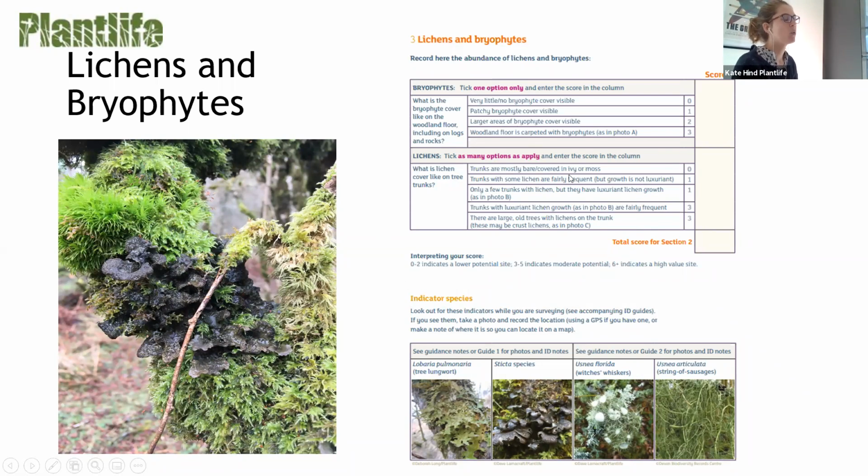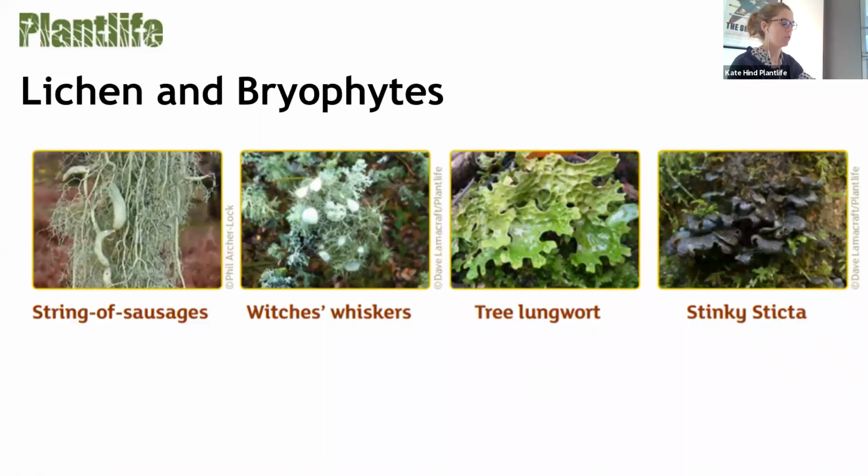Now, while you're walking through the wood, we also would like you to keep an eye out for these 4 species as well. So we've chosen 4 indicator species, and these have been chosen because they indicate that it's potentially very good woodland, but they're also quite easy to identify as well. So we've chosen big species that you'll be able to see and hopefully not confuse with anything else. So I've got some better pictures to show you.